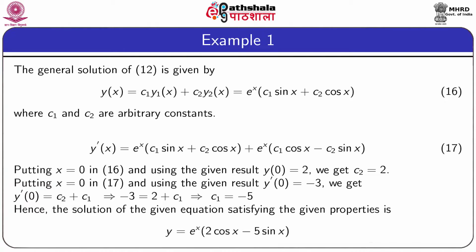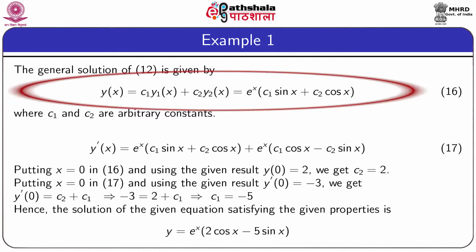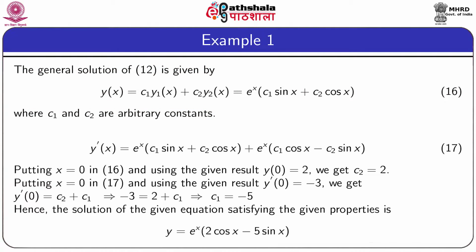The general solution of 12 is given by y(x) equal to c1 y1(x) plus c2 y2(x) is equal to e to the power x (c1 sin x plus c2 cos x), where c1 and c2 are arbitrary constants.